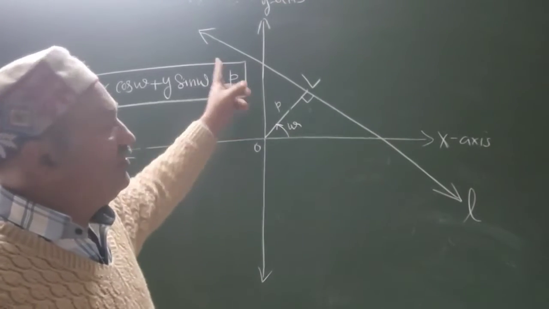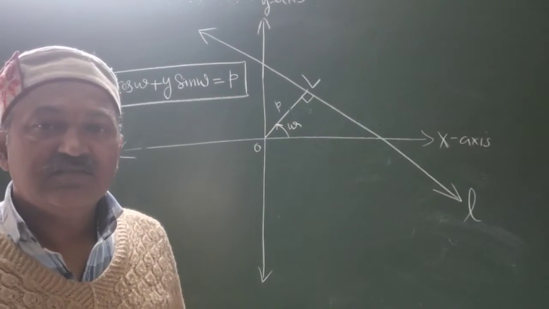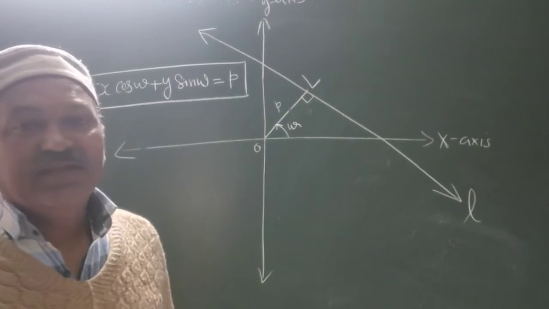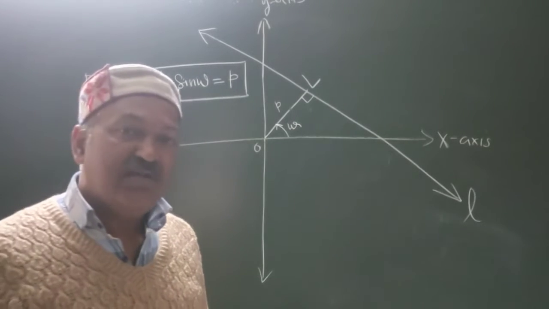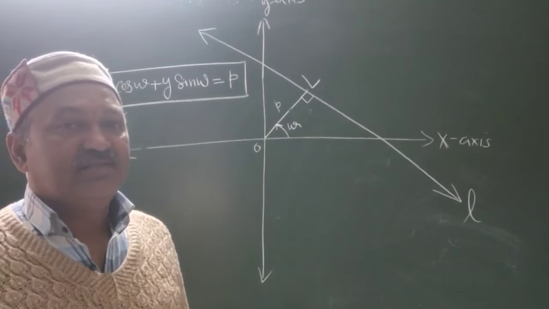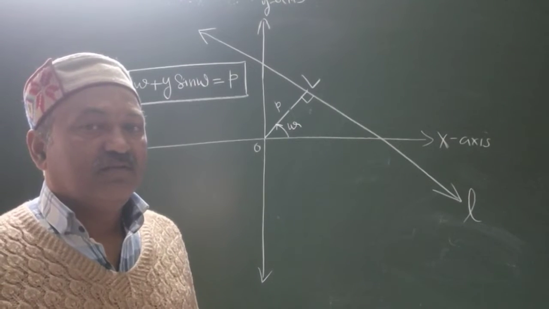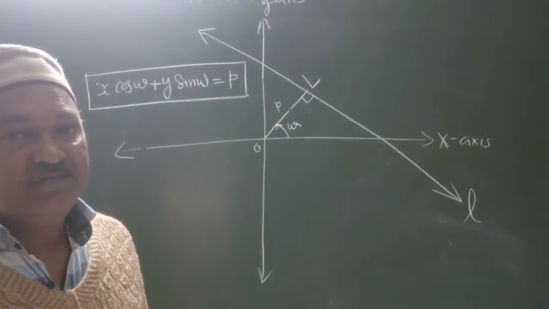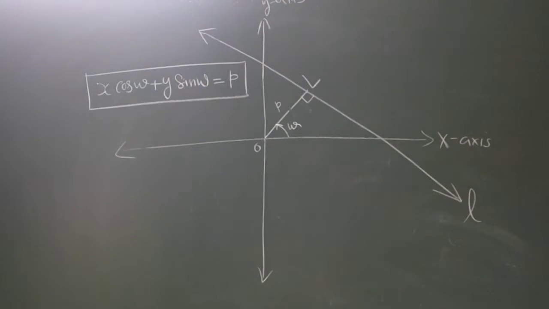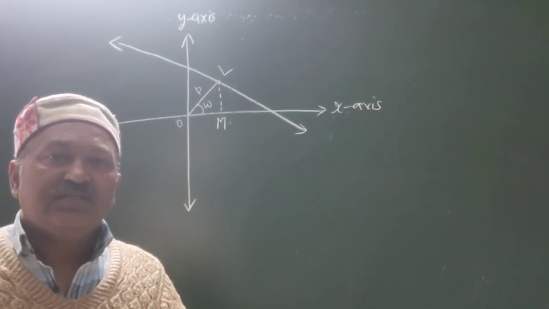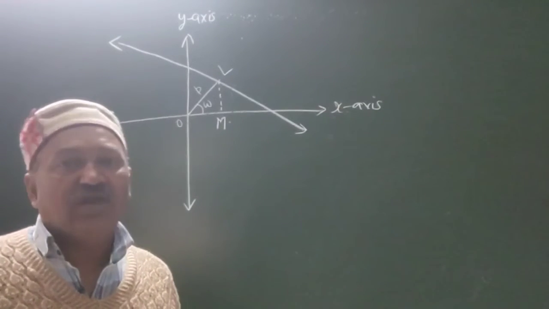where p is the length of the perpendicular from origin to the given straight line, and omega is the angle subtended by that perpendicular with the positive direction of x-axis. Now let us prove this formula. Now let us prove the perpendicular form of the equation of the straight line.